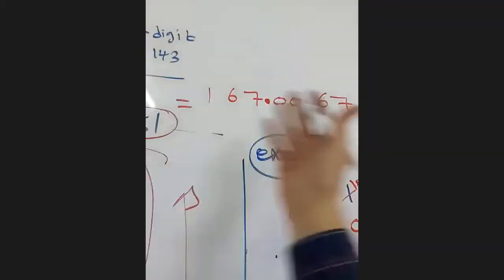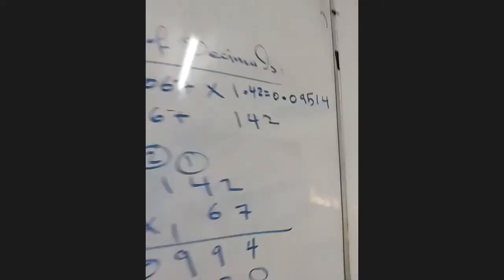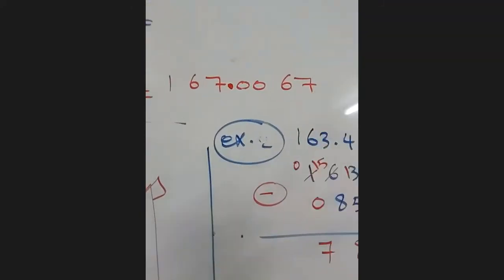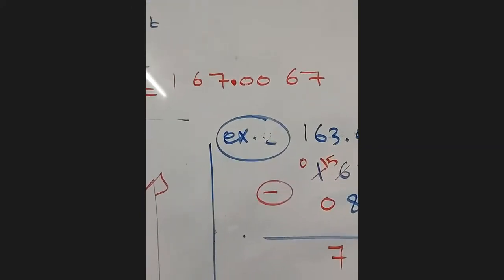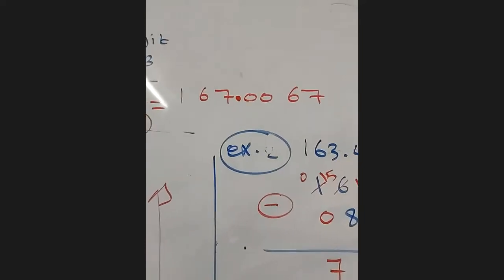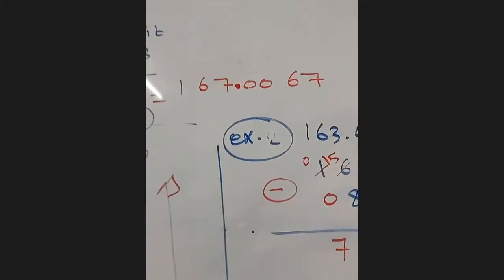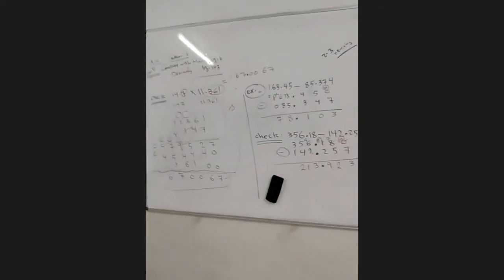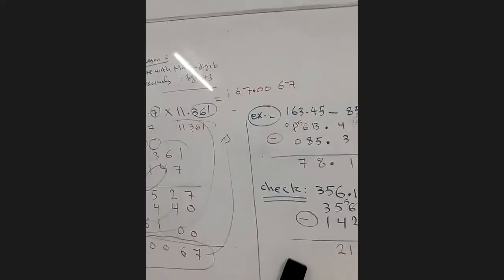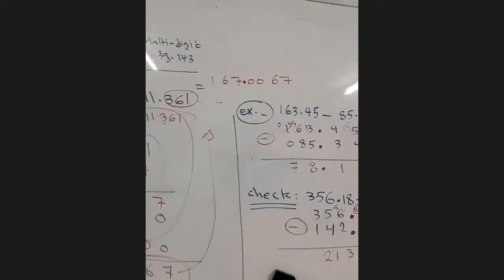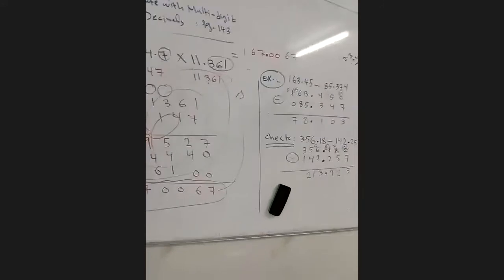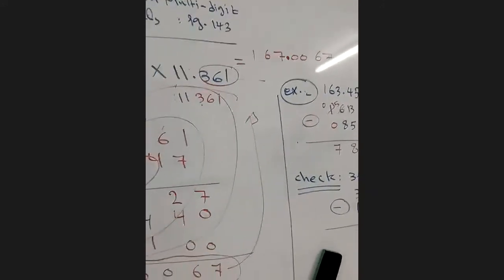Here, I did not add zeros like the previous one. Why? Because I have enough digits to count. I need 4 digits. I have 4 digits, so it's okay. This is the answer, 167 and 6720 67 ten-thousandths. Check your answers. Check your answers, guys.